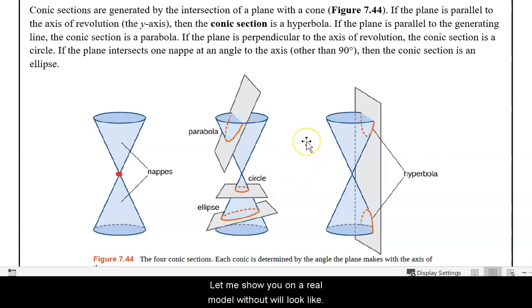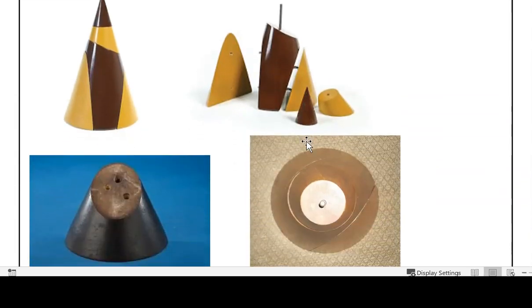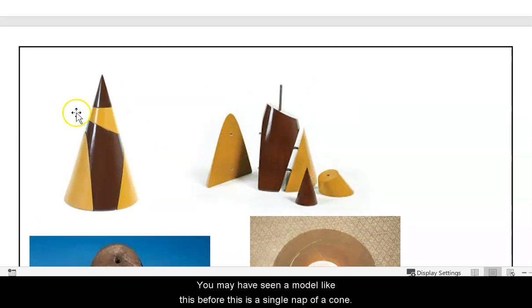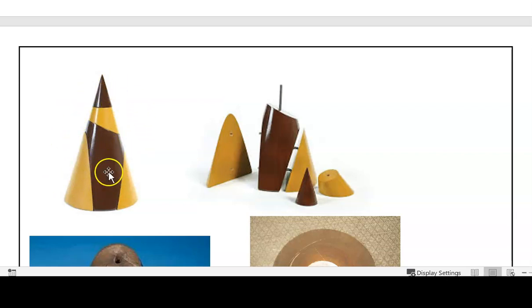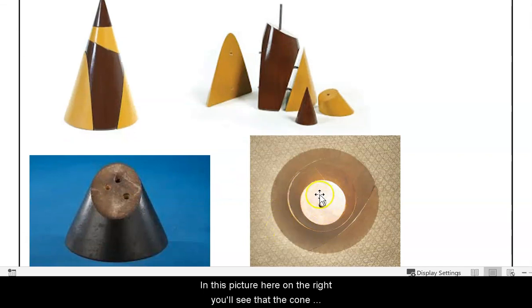Let me show you on a real model what that will look like. You may have seen a model like this before. This is a single nap of a cone. And when you pull it apart into various pieces, we can demonstrate what a conic section means. In this picture here on the right, you'll see that the cone has been cut parallel, straight across to the base. And what you get, of course, is a perfect circle that you can see here in the picture. That's what the circle is.